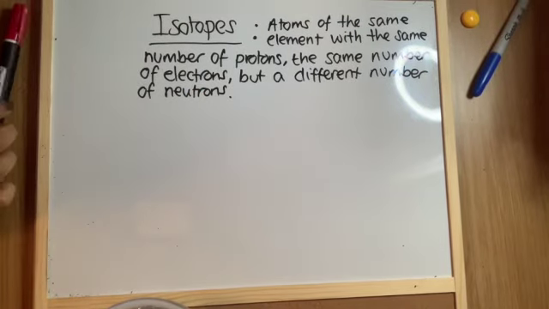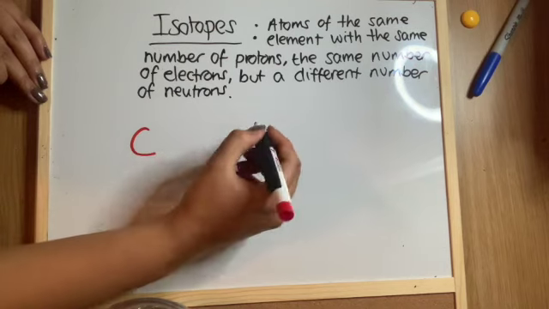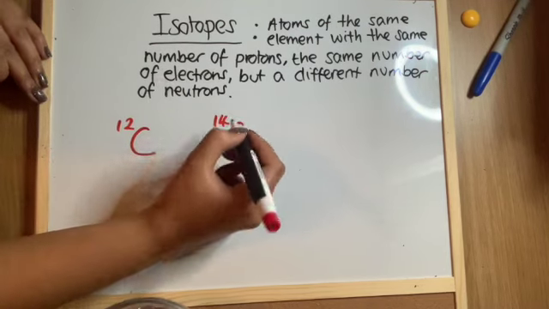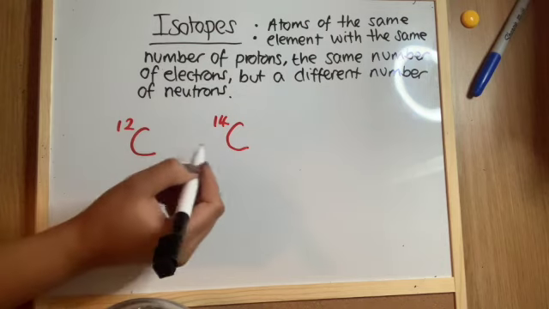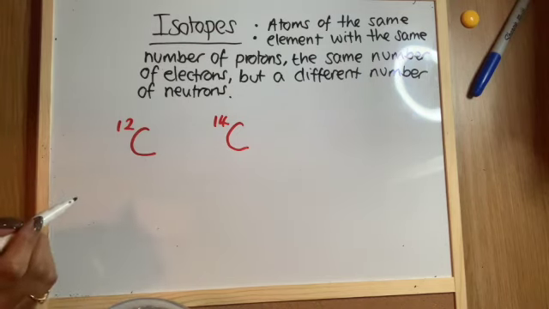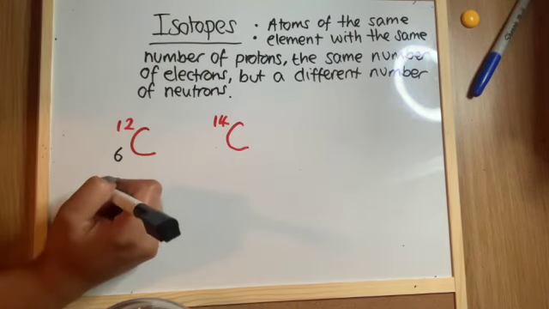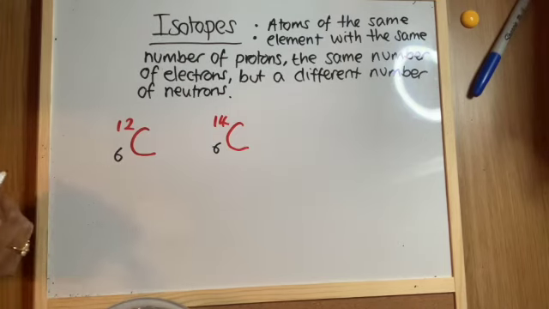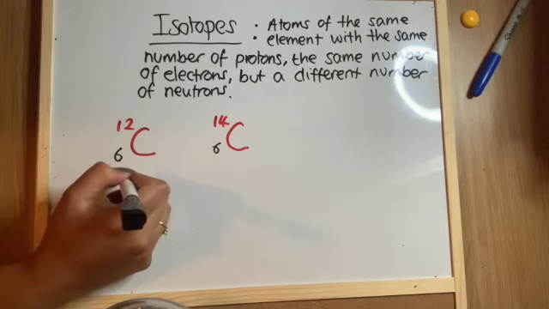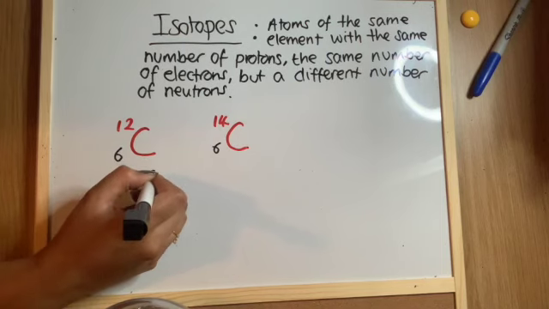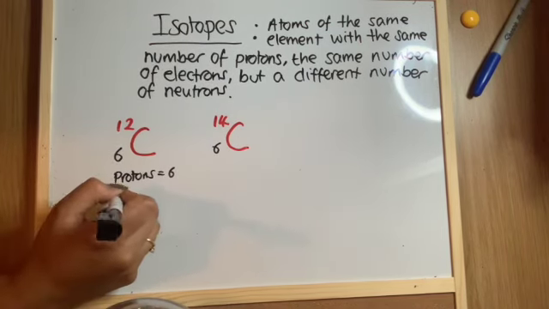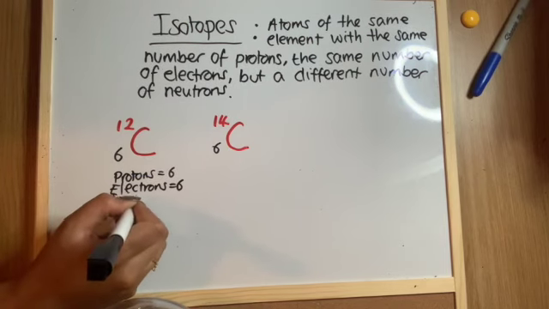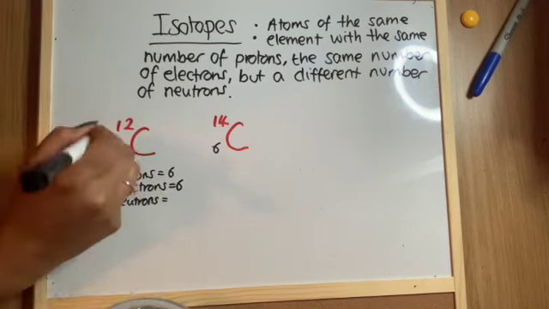As an example, if we have a look at carbon, we can have two isotopes of carbon: carbon 12 and carbon 14. Sometimes when we write the isotopes, we don't write the numbers at the bottom. That's because the numbers at the bottom aren't going to be different. If it's carbon, it has to have atomic number 6. That's what makes it carbon. It can't be any different. So if we look at carbon 12, atomic number 6, in terms of protons, it has 6. If it has 6 protons, it will have 6 electrons. And the number of neutrons is the mass number take away the atomic number. So 12 take away 6 is 6.